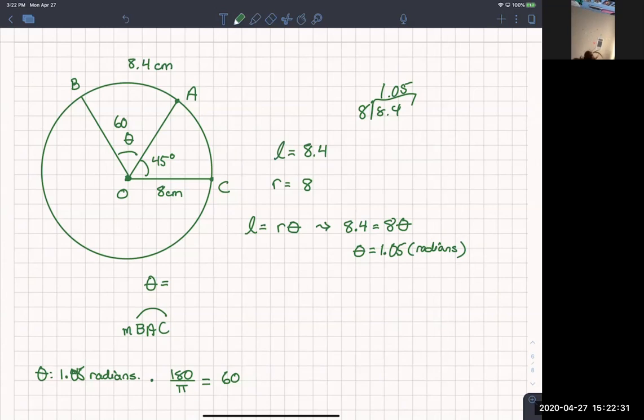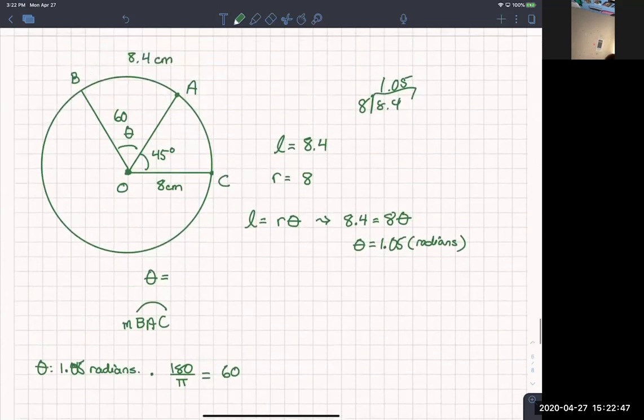Now we know this is 8.4. For BAC, they want that one rounded to the nearest tenth of a centimeter. In order to find BAC, we need to know what AC equals. Well, how do we get that? It's the radius times theta.